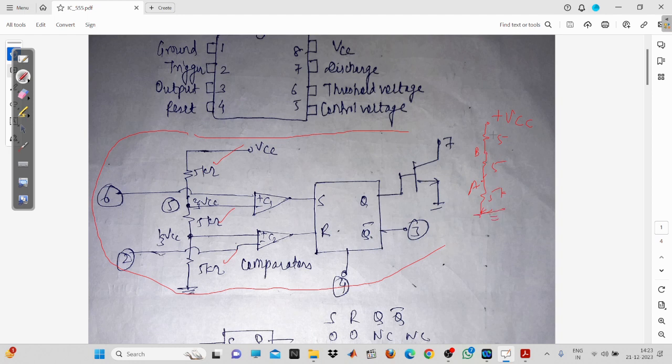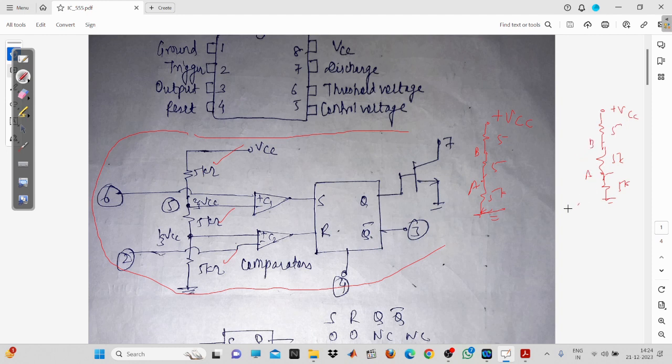So you have three 5 kilo ohm resistors. I can draw here: you have three 5k ohm resistors between plus VCC and ground. You can have 5 volt also, or above 5 volt. Below 5 volt, this IC is not going to operate. This is plus VCC and this one is ground. What is the value of voltage at this point and at this point?